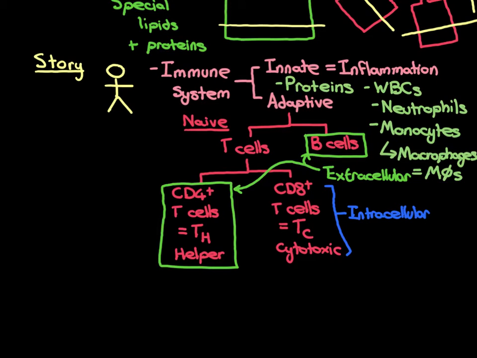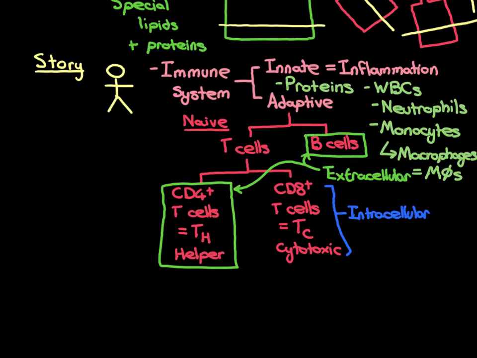Now, we will stop talking then about CD8 positive T cells. We're going to forget these ones. We're just going to now talk about CD4 positive T cells and B cells that are going to form this extracellular arm of the adaptive immune response.